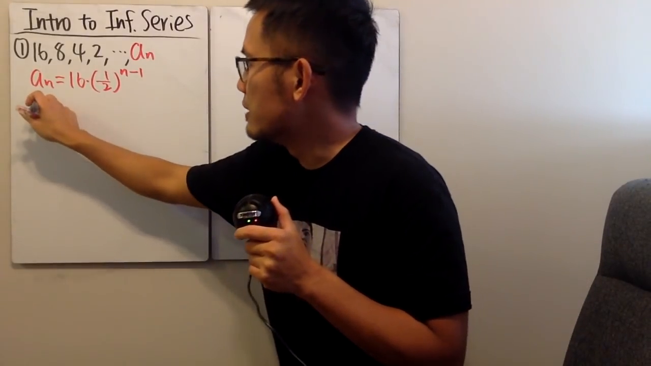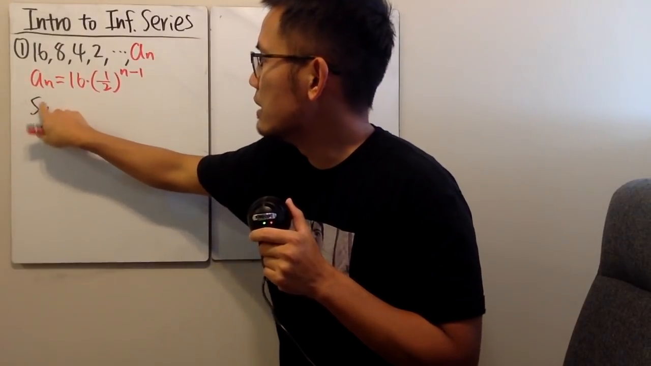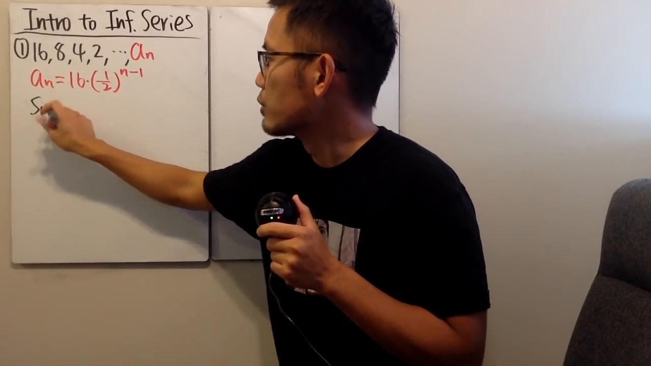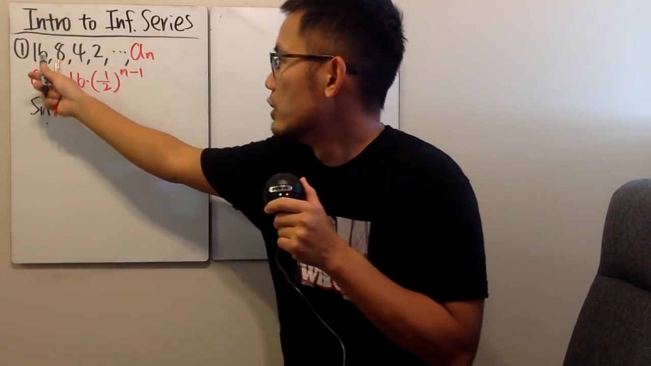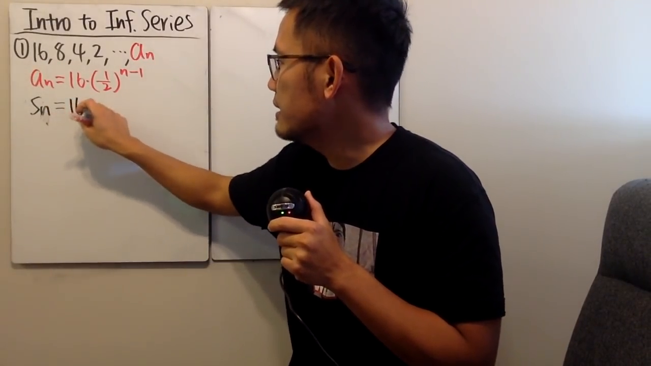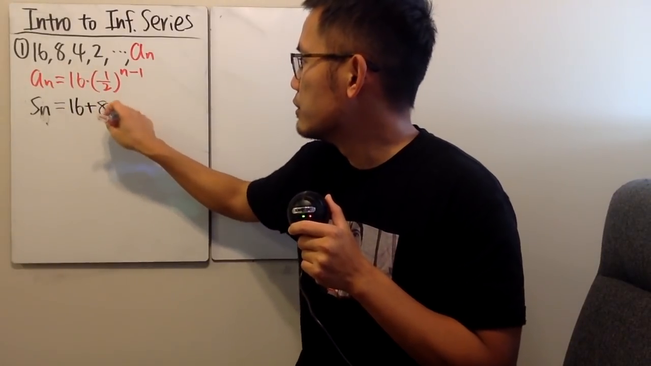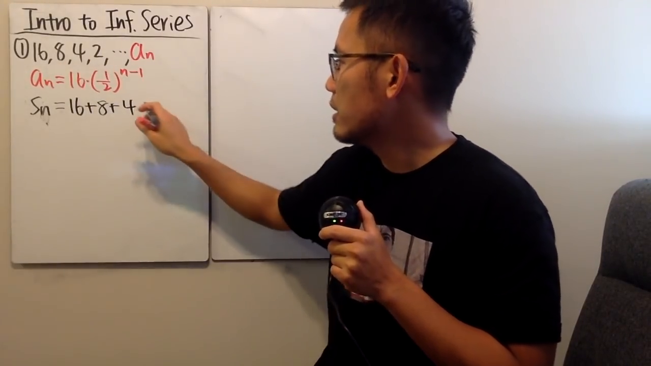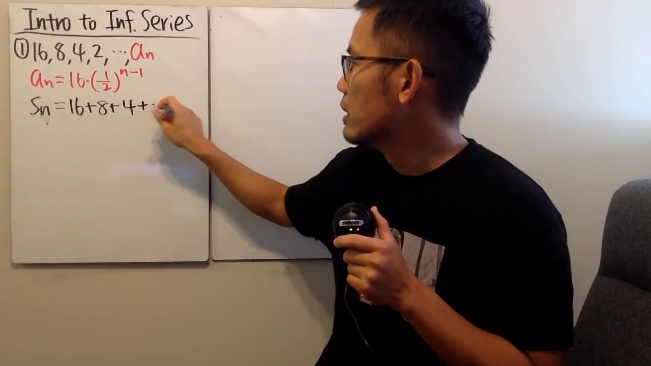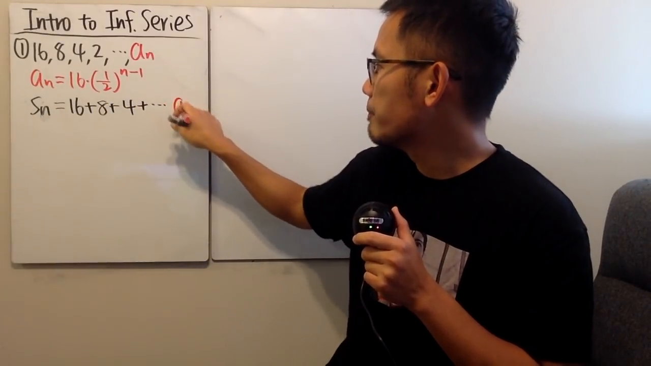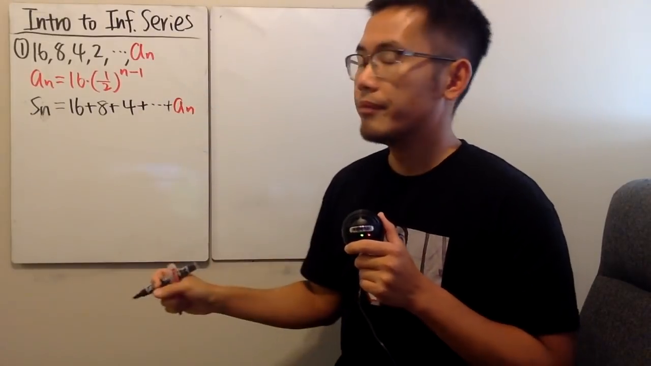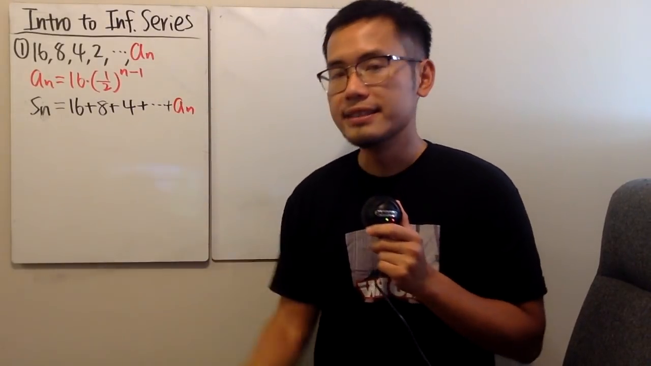Then, in the previous video, we also talked about the nth partial sum, and the notation is Sn. What this means is that you start with the first term, which is 16, and you continue adding, right? Just keep adding the numbers here, and then you stop at the an term. So I will just put down an right here. So that's the idea.